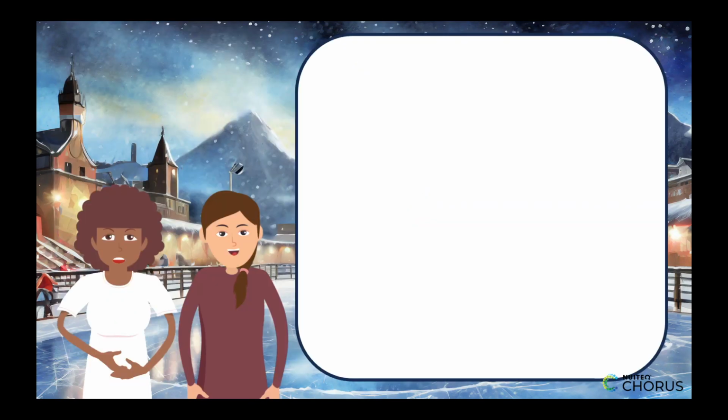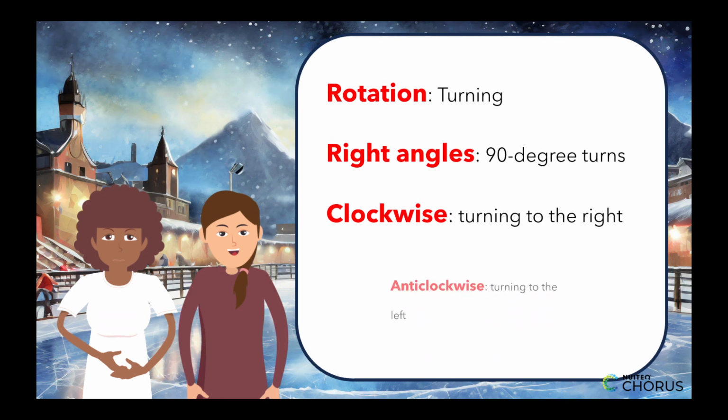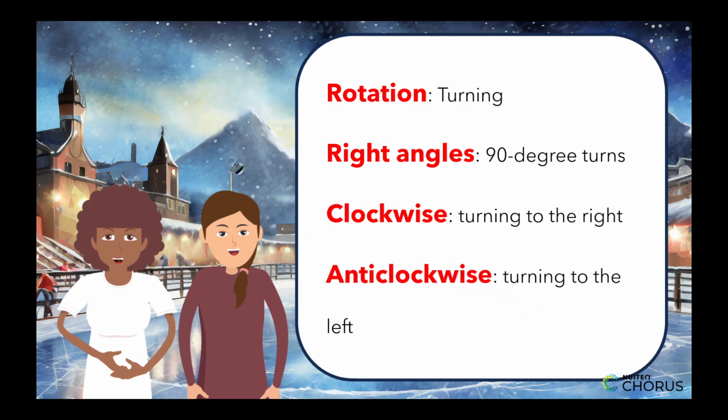Before we hit the ice, let's quickly define some important terms. Rotation is like turning, but we'll be talking about it in terms of right angles, which are 90-degree turns. Clockwise means turning to the right, like the hands of a clock, while anti-clockwise means turning to the left.